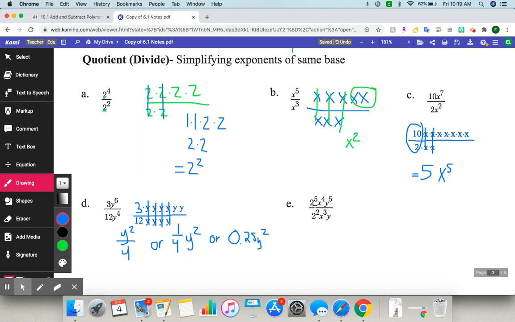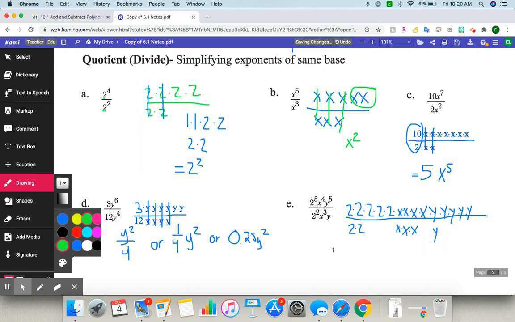And lastly, in part E, notice we start with 5 factors of 2, multiplied by 4 factors of x, and 5 factors of y. We are then dividing by 2 more factors of 2, 3 factors of x, and I'm just going to shift that over. I'm not changing the quantity, I'm just lining up the bases, and then 1 factor of y.